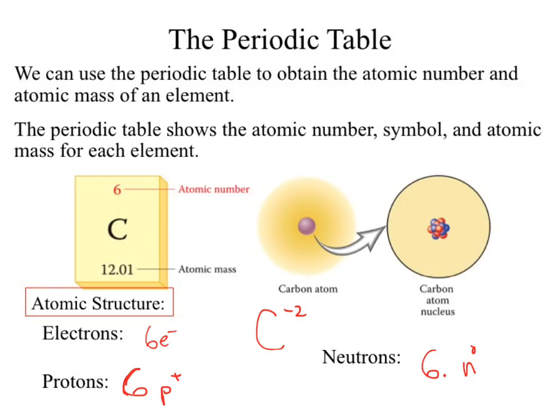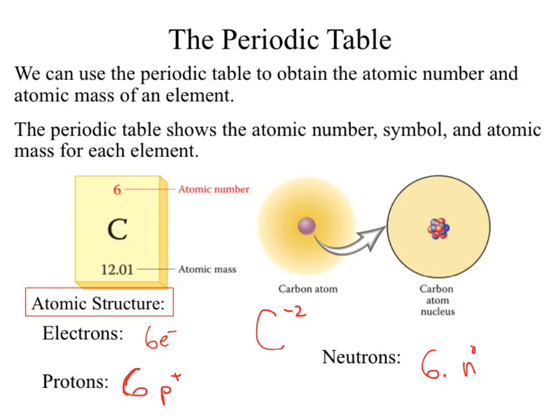What's that? It needs to have more electrons than protons. So how can I go through and change this? Do I change the neutrons? No, because the only thing that's changing is the charge. Should I change the protons? Why not? If I get rid of 2 protons, don't I become negative 2?